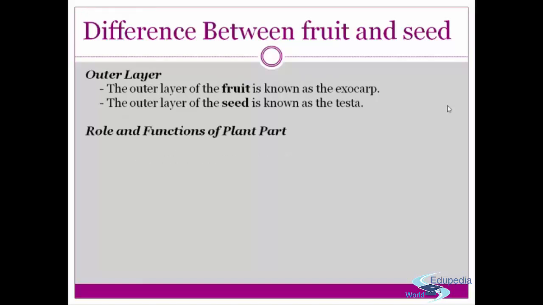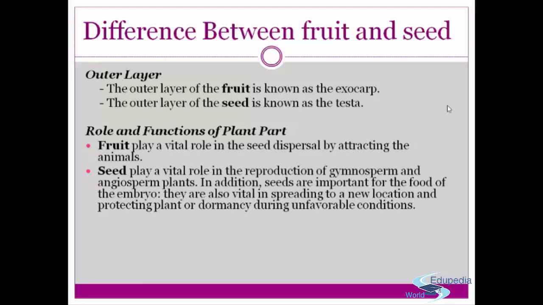Difference between fruit and seed according to role and functions of plant parts. Fruit plays a vital role in seed dispersal by attracting animals. Seed plays a vital role in the reproduction of gymnosperm and angiosperm plants. In addition, seeds are important as food for the embryo. They are also vital in spreading to a new location and protecting the plant during dormancy in unfavorable conditions.